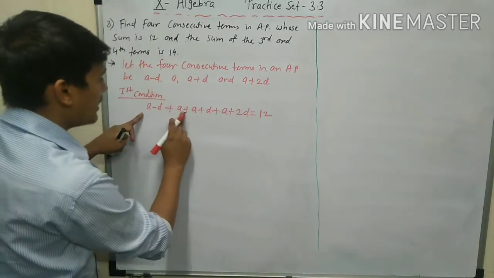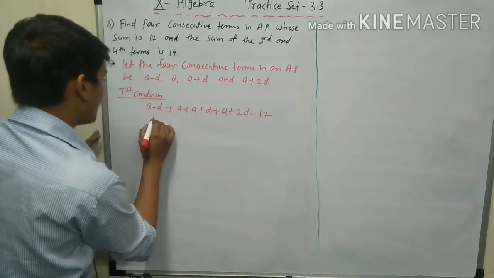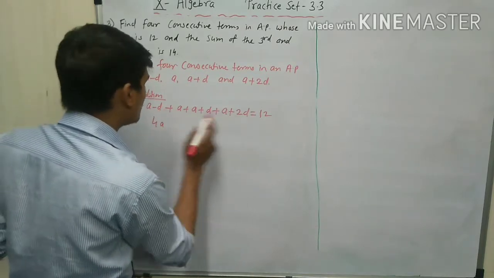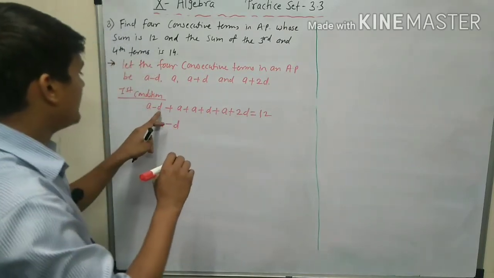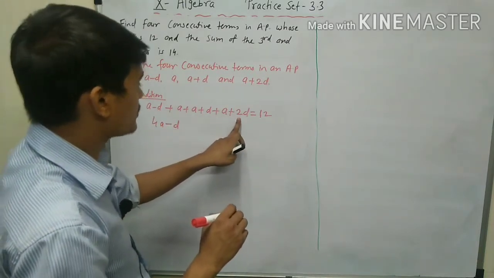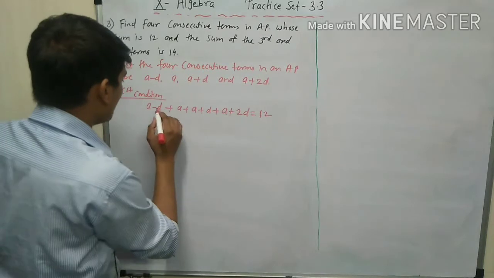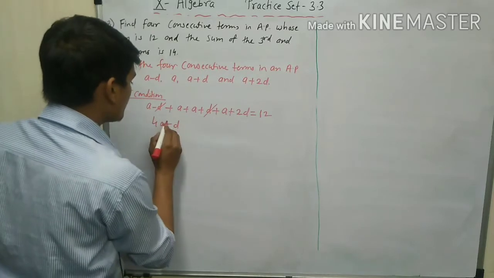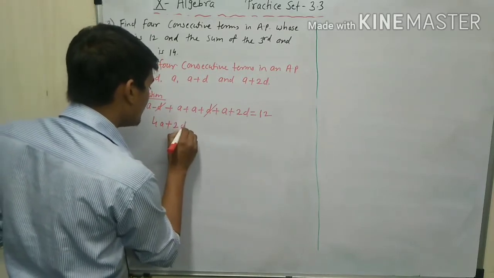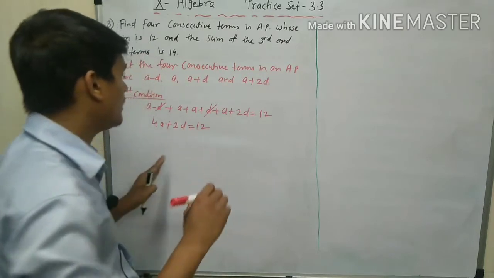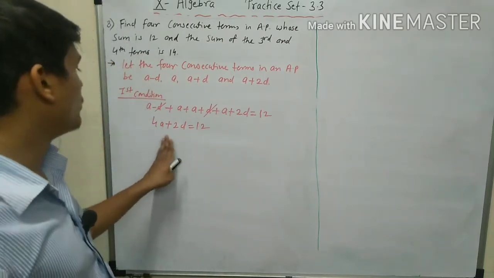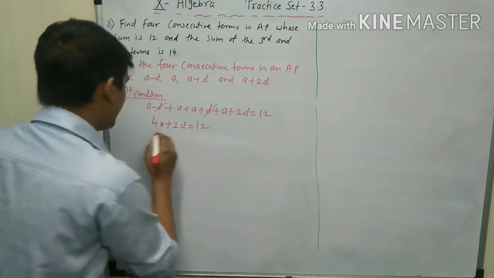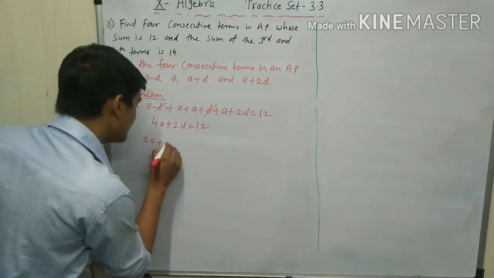Now count here. A 1, 2, 3, 4 means 4a, and minus d and there is plus 2d. Minus d plus 2d is what? Minus d plus d will be cancelled, and there is plus 2d. We can write here 4a plus 2d is equal to 12. Understood? Now we divide both sides by 2. We can write here 2a plus d is equal to 6.